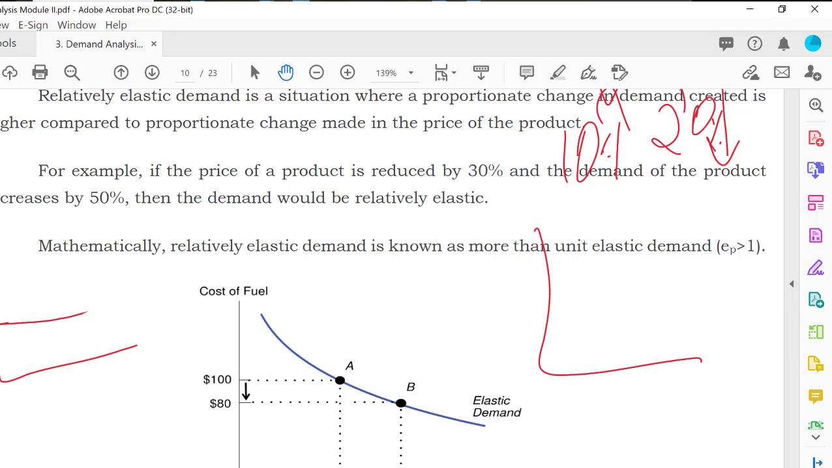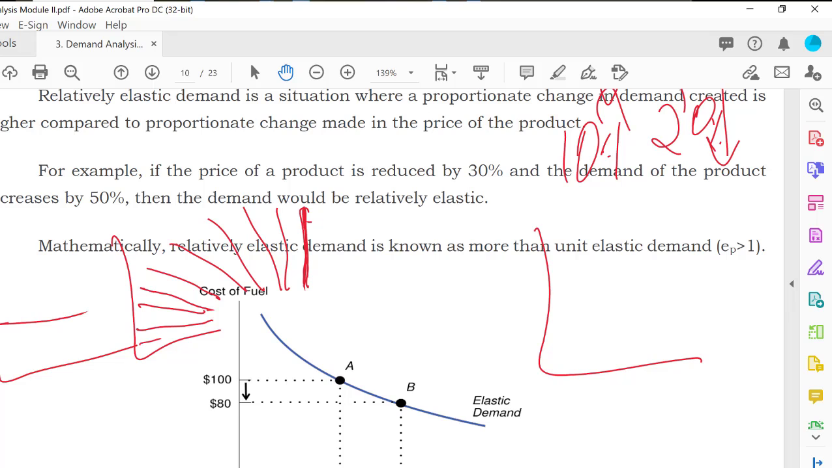This is a perfectly elastic demand curve. Here elasticity is greater; here, the elasticity is coming down. This is the perfectly elastic demand curve, and this is the perfectly inelastic demand curve. So the demand curve changes from perfectly elastic to perfectly inelastic.